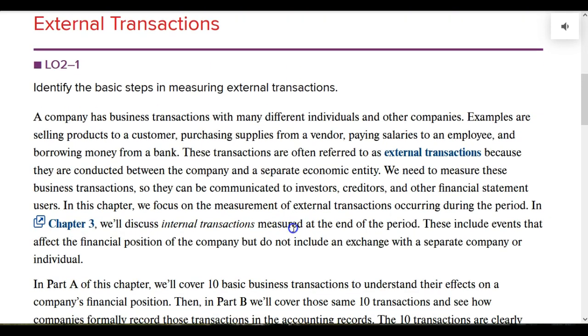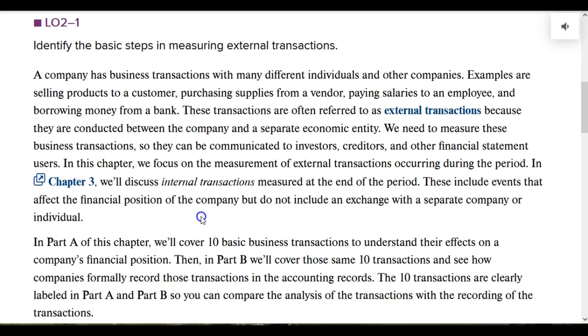In this chapter, we're also going to talk about external transactions. This will be where you're dealing with someone or some business outside the company. So this can be buying inventory from a supplier, paying rent, paying salaries to your employees, paying utilities and so forth. So these are external transactions. Now in the next chapter, chapter 3, we're going to talk about internal transactions.